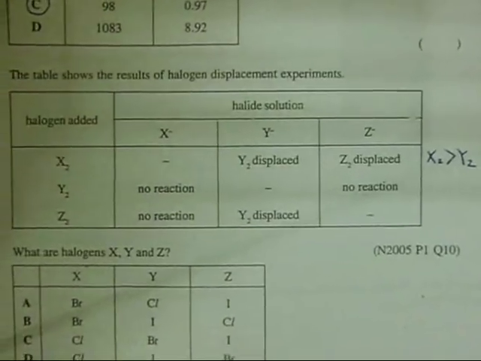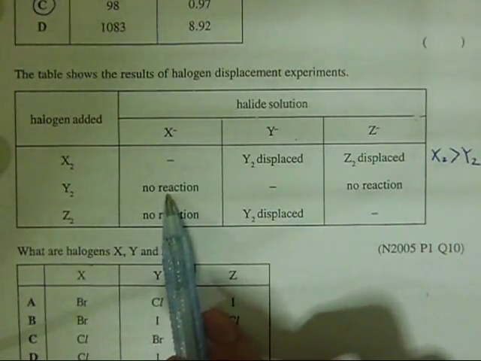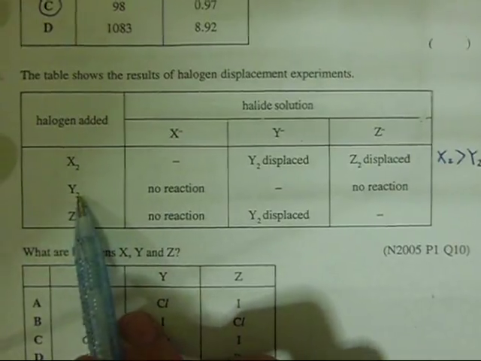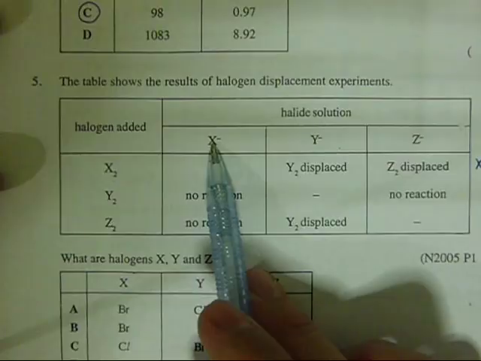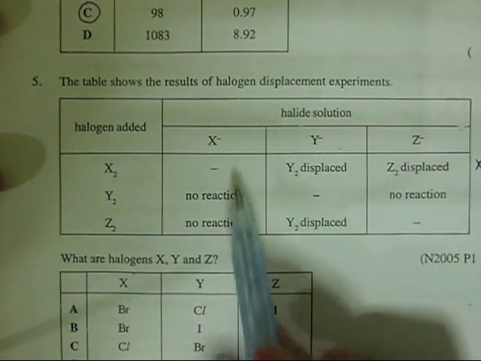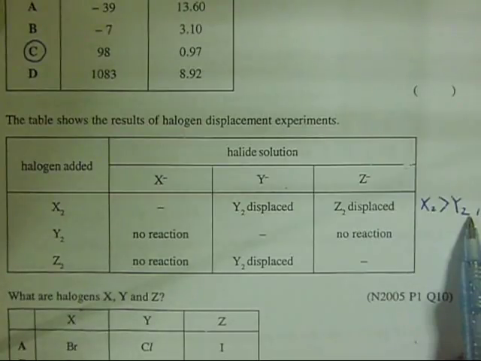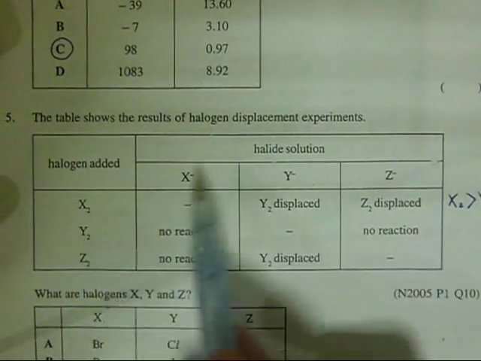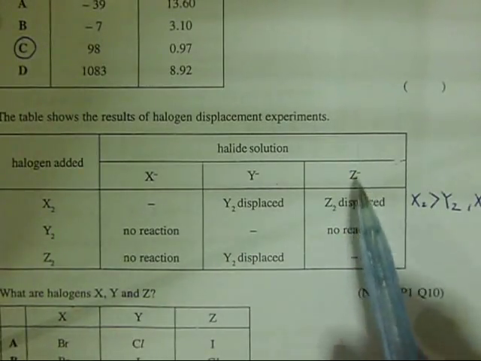Okay, now let's look at the second reaction, Y2 and X, no reaction. So this Y2 is not strong enough to kick out the X. Okay, so that means your X, why? Because your X is more reactive than Y. Therefore your Y cannot kick out the X. Likewise for Z, your Y cannot kick out the Z.